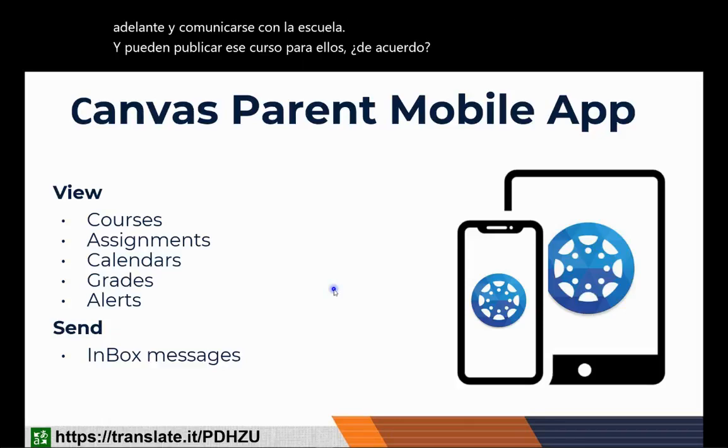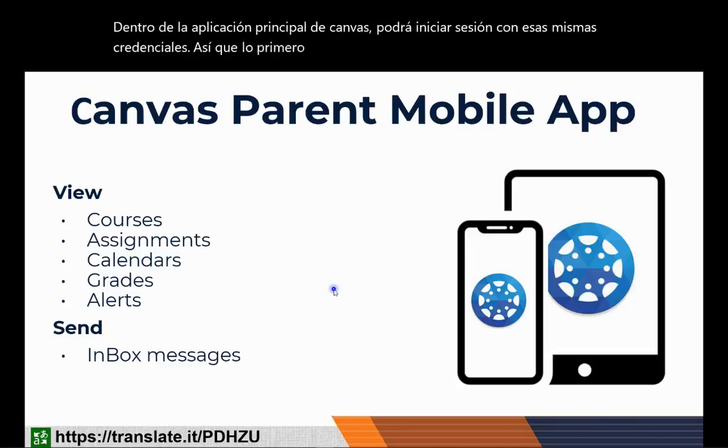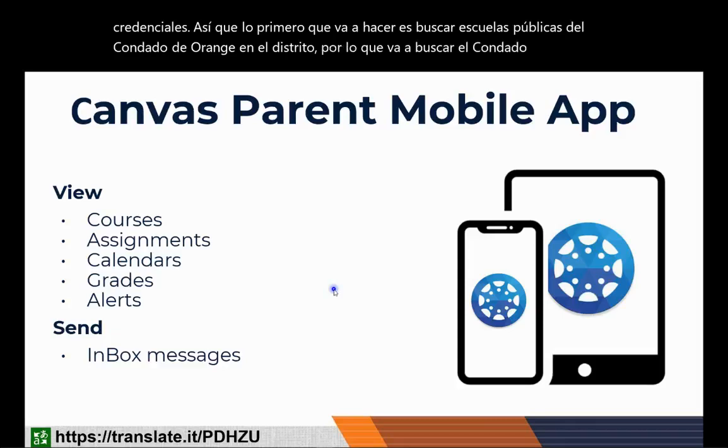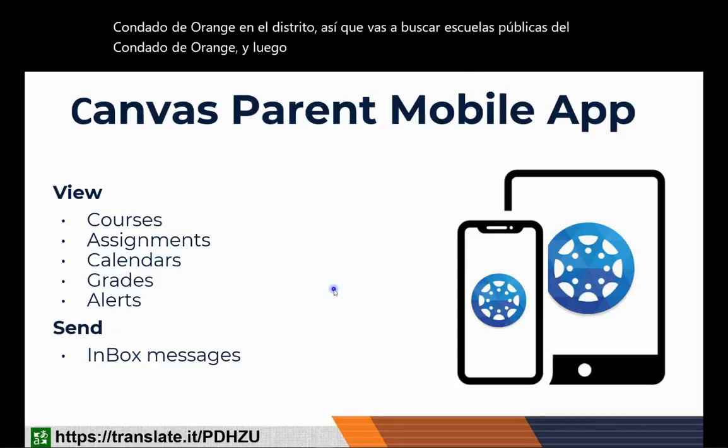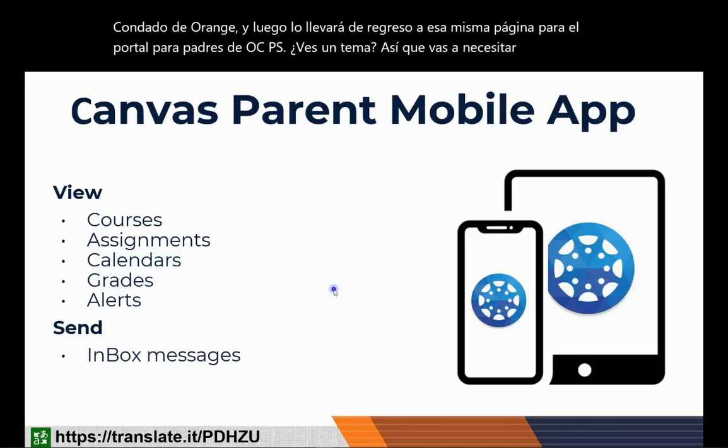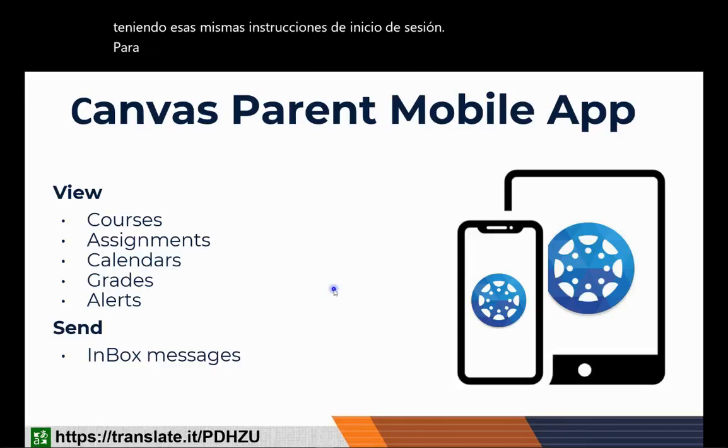Now with the Canvas parent app, you're going to be able to log in using those same credentials. So first thing you're going to do is search for Orange County Public Schools in the district. And then it's going to take you right back to that same page for the OCPS parent portal. Do you see a theme? So you're going to need to still have those same login directions for the parent portal. So you have the same link available for both.